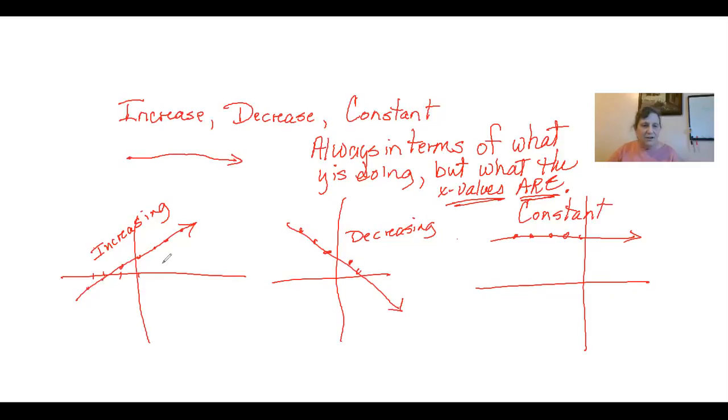So here we would say that the y values are increasing as x goes from negative infinity to positive infinity, assuming there's an arrow over here. And here the y values are decreasing as x increases from negative infinity to positive infinity. And here they're just the same as x goes from negative infinity to positive infinity.